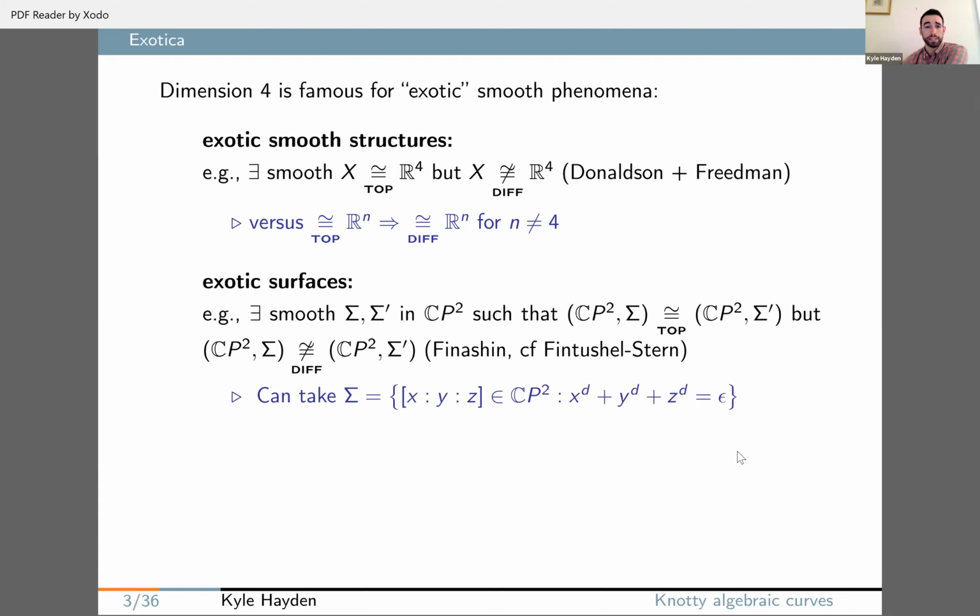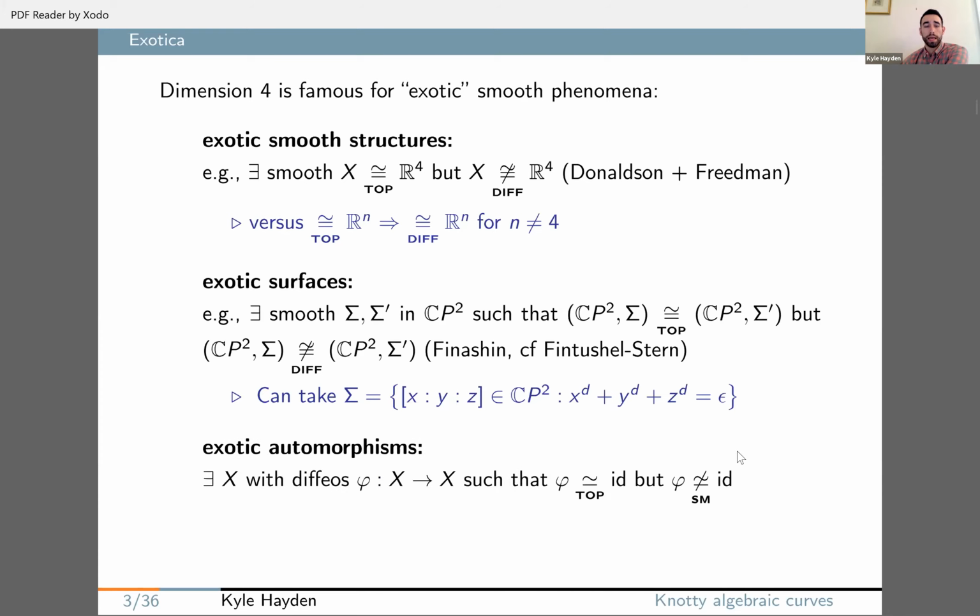Also in general, construction of exotic surfaces, much of the work was done by Fintushel and Stern. And I just want to point out that you can actually take one of your surfaces to be the standard nice complex surface you would look at in CP2, so a degree D curve. Okay, and you can find another copy which is topologically the same, but not the same through diffeomorphisms. And then a third sort of pillar of exotic phenomena in dimension 4 are exotic automorphisms. So what do you mean by that? You have a single smooth four manifold, and two different self-diffeomorphisms, such that they're isotopic through homeomorphisms, but not diffeomorphisms.